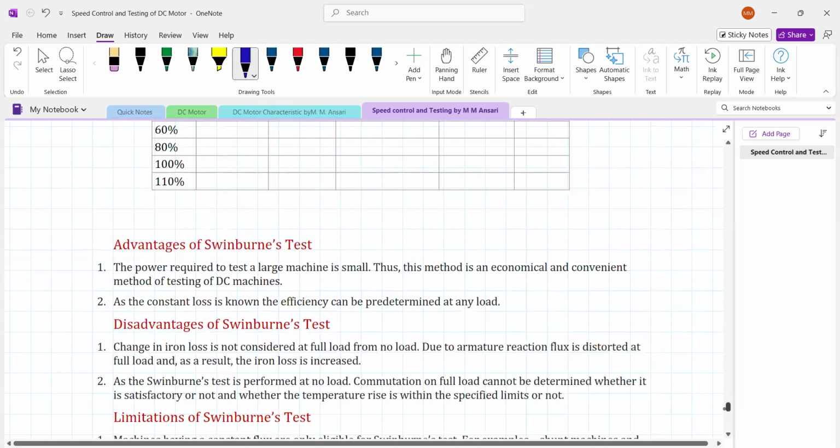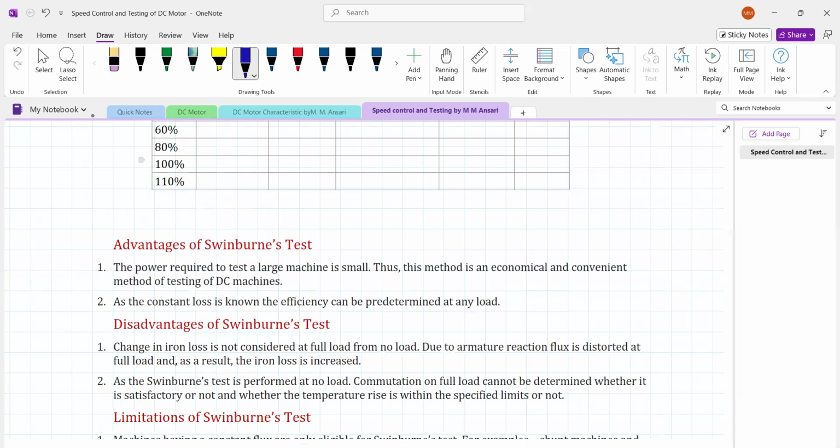Now, advantages of the Swinburne test: the power required to test a large machine is small. A higher capacity motor can be tested because the test requires only no load power input. Thus, this method is an economical and convenient method of testing for DC machines. Second advantage: as the constant losses are known, the efficiency can be predetermined or predicted at any percentage of load. So here we have made one table for this.